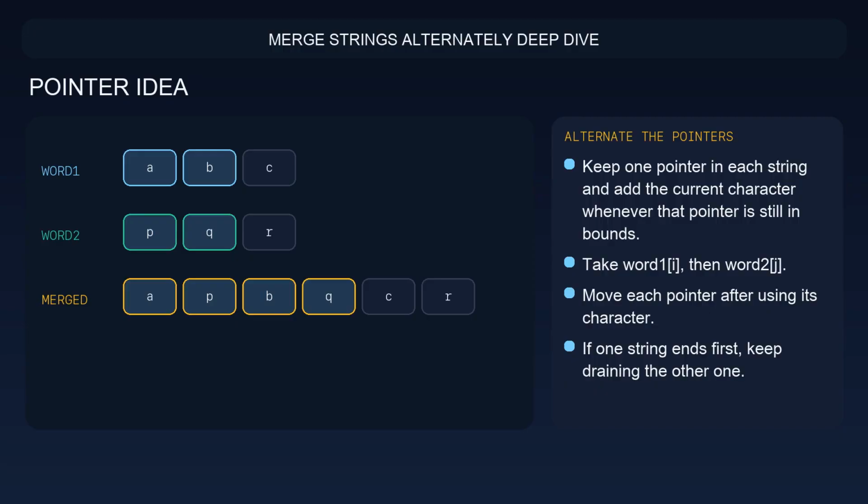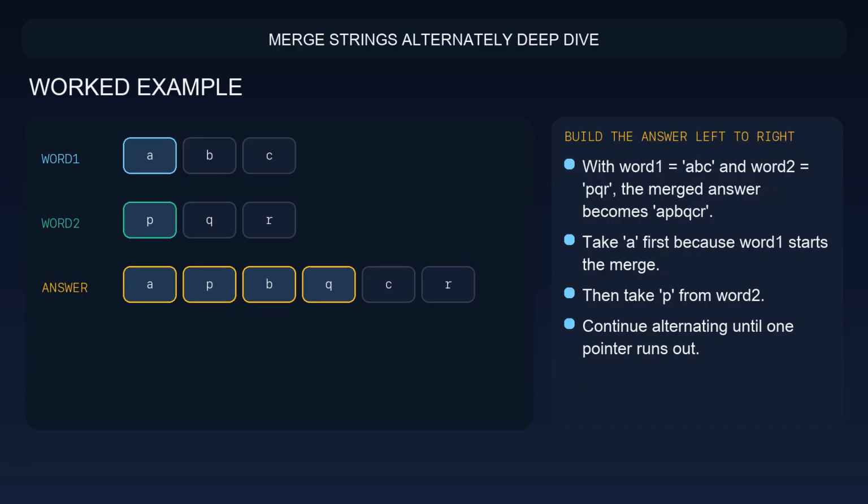The invariant is simple. At each step, the merged string already contains every character before pointer I in word 1 and before pointer J in word 2. Keep one pointer in each string and add the current character whenever that pointer is still in bounds. So in practice, take word 1 I, then word 2 J, move each pointer after using its character, and if one string ends first, keep draining the other one. The pointers advance in lockstep while both strings still have characters, and then the leftover tail from the longer string is appended automatically. With word 1 equals ABC and word 2 equals PQR, the merged answer becomes APBQCR.